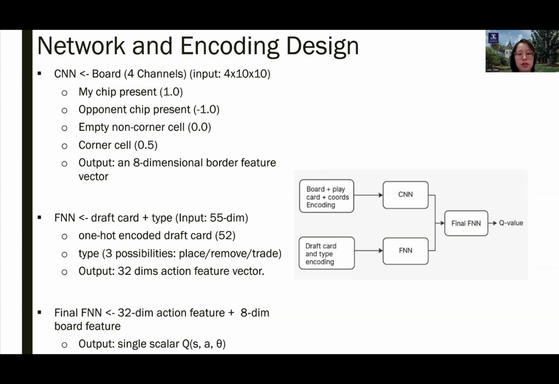Then we take the 8-dimension board feature from the CNN and the 32-dimension action feature from the FNN, and combine them into a 40-dimension vector. This will be passed through a final linear layer of size 40 to produce a single scalar Q value given state, action, and weights. And I will pass it to Tony now.